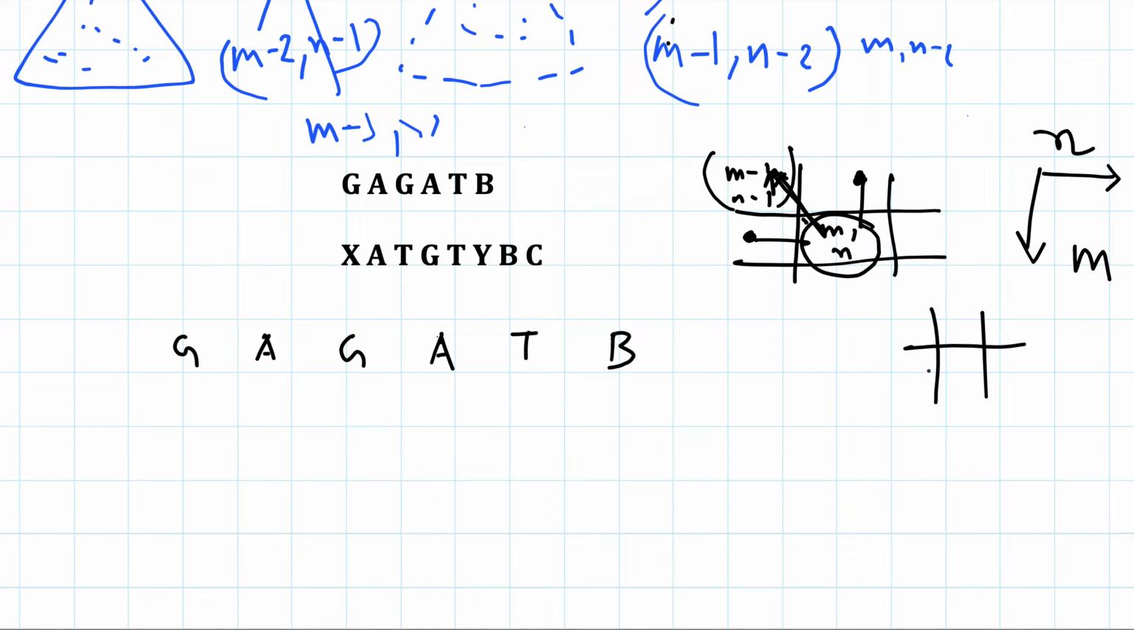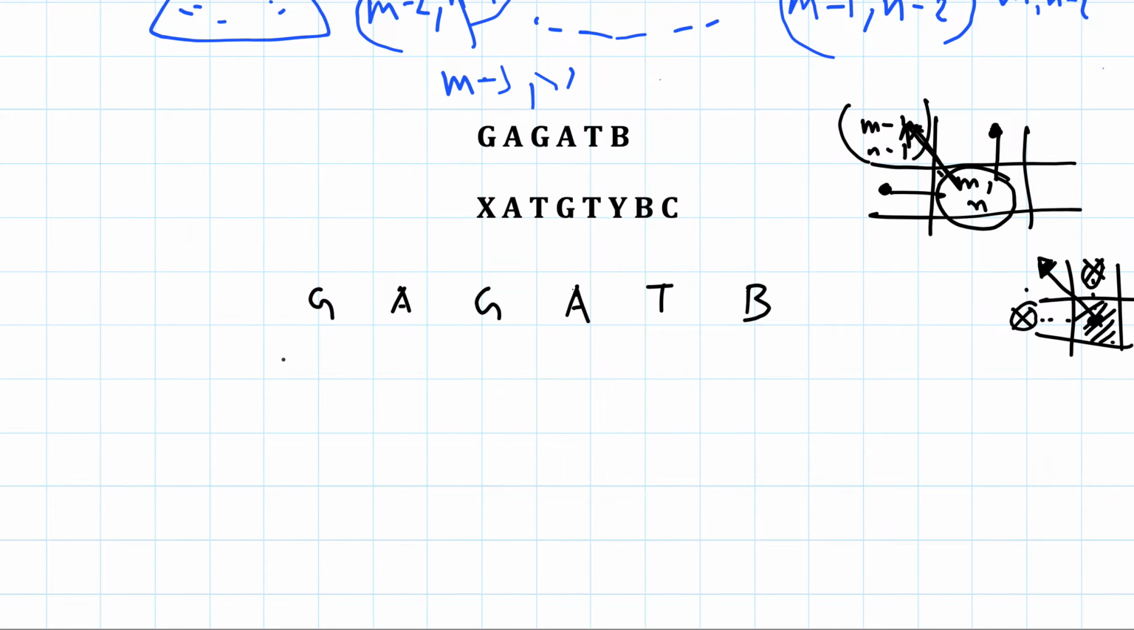So to summarize, if they are equal, we will take the value of this cell and add 1 to it. If they are not equal, we will take the maximum of either this or this. So we will need just these three cells to calculate the value of this cell. So now let's fill this table and we will solve the problem in the bottom up manner.